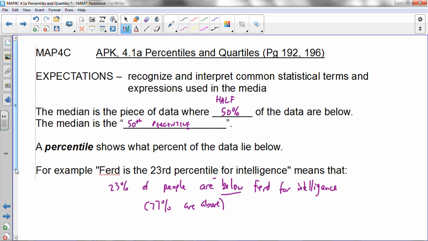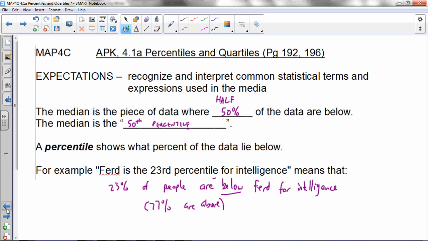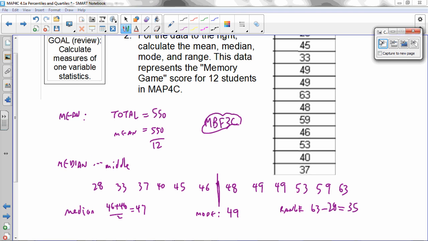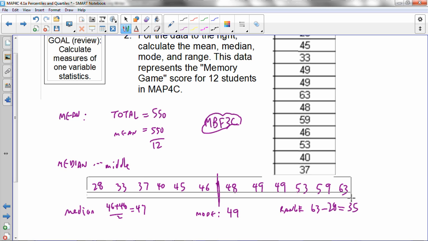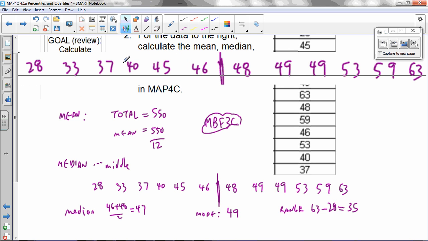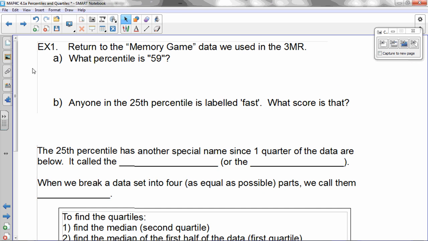On we go. Is there another question down here? No. Example 1, return to the memory game data, the data we used in the 3-minute review. What percentile is 59? Well, I think we're going to use this data a couple times, so I'm going to scoop it. It's already sorted for me so I can count easy. I'm going to copy that. Bam. It's a little big, but that's okay. I'm going to cut that just so I can read it.